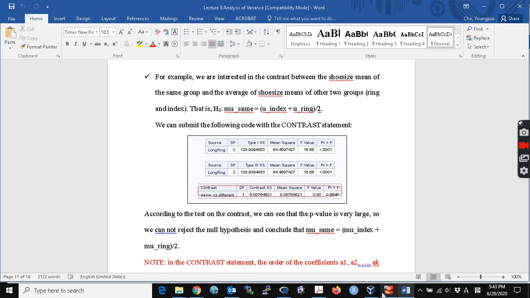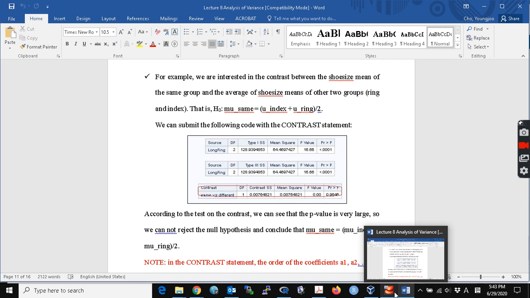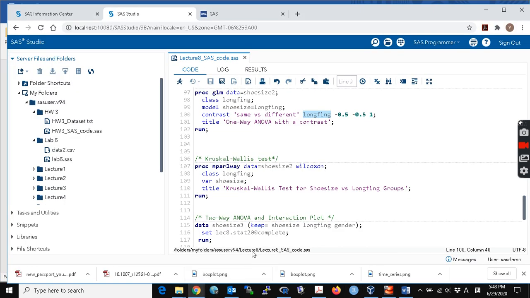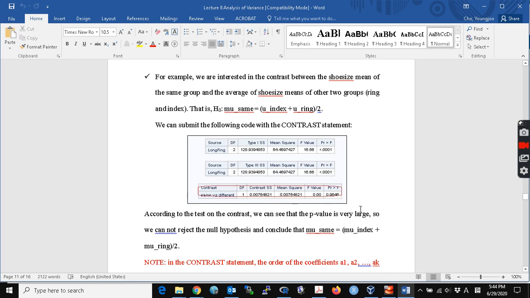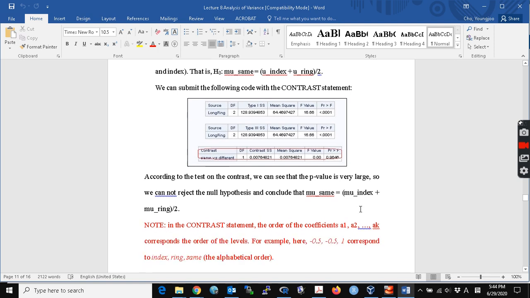So that's why we have this in order. For the first group, the contrast coefficient is -0.5. For the second group, it is -0.5, and the third group is the same, so we have only 1 here. So you can specify the contrast coefficients that way.